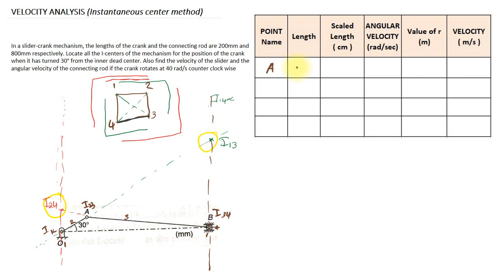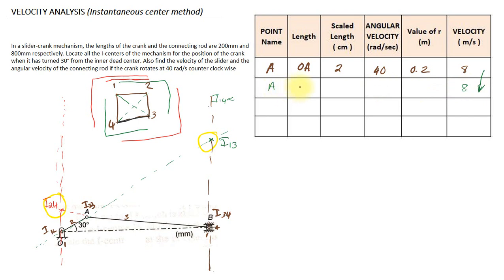Okay, and I am taking the length of OA, scaled to 2 centimeter, and the angular velocity from the question is given as 40 radians per second, and the value of R in meter is 0.2. Therefore the velocity will be equal to 8 meter per second. Okay, 8 meter per second will be the linear velocity of the point A. Now I am transferring this velocity over here. This is 8.